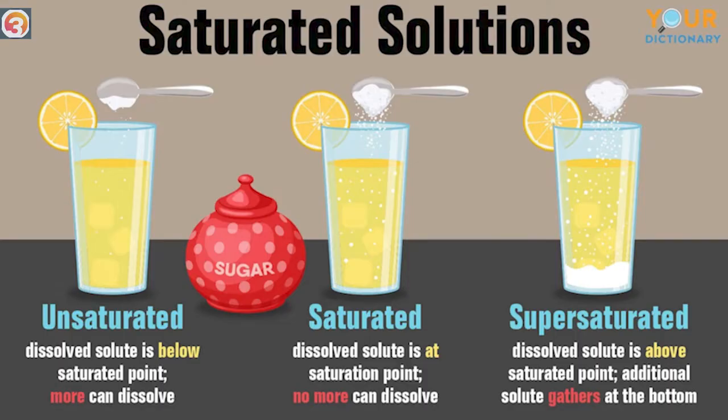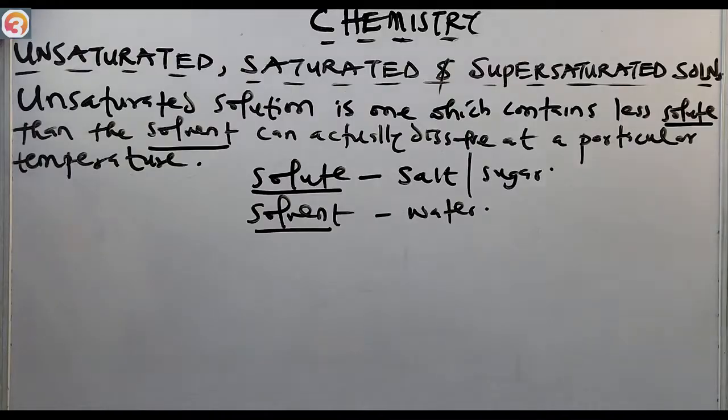And of course, if you add more solute to a saturated solution, then you see that it will now start gathering at the bottom of the container or the glass or the drum that you're adding that solute to. At that point, it has become supersaturated. That diagram alone is enough for you to understand what a saturated solution, an unsaturated solution, and a supersaturated solution is. So now let's continue with our class.